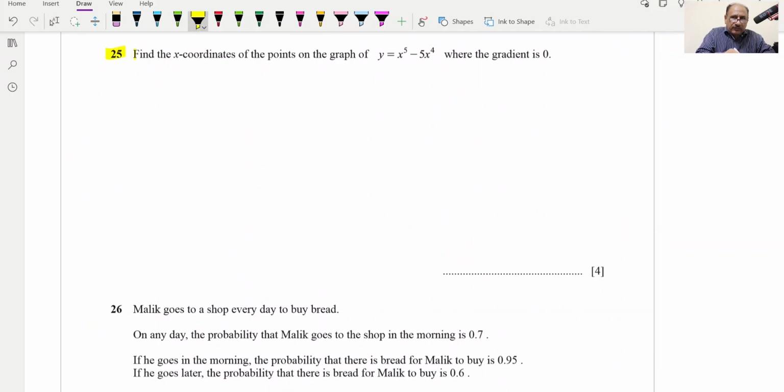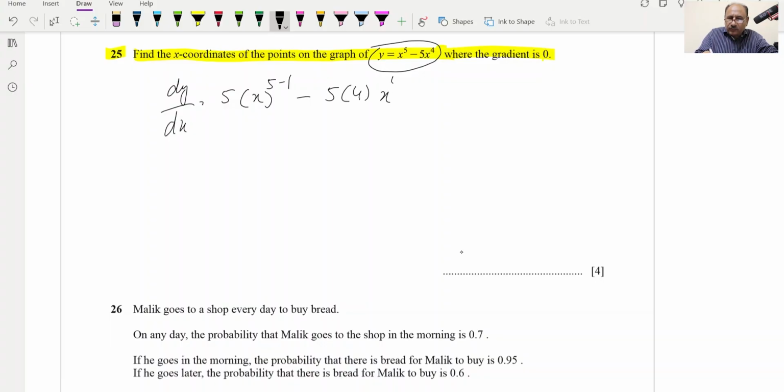Now question number 25. Find the x coordinates of the points on the graph of y equals this one, where the gradient is 0. Gradient is 0 means what? We find the gradient by taking the derivative of this y value. So dy over dx will be: 5 is pulled first, so x raised to 5 minus 1, and minus 5 into 4, so x raised to 4 minus 1. This is equal to 5x to the power 4 minus 20x to the power 3.